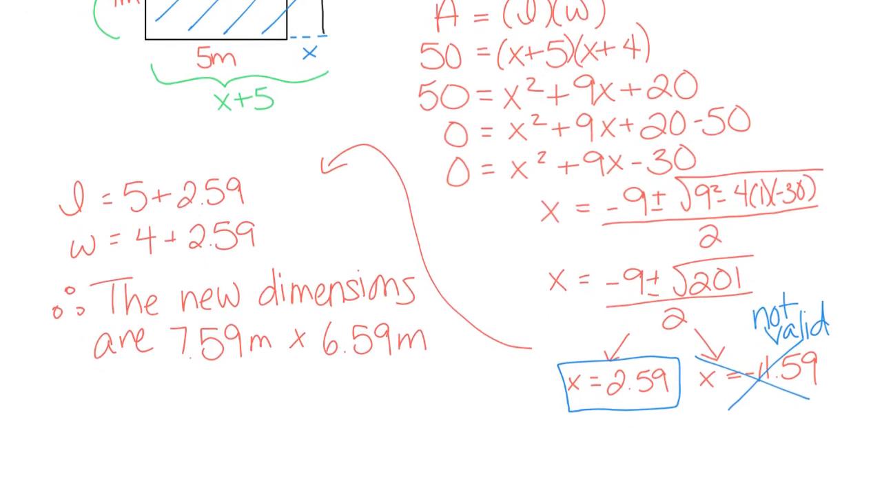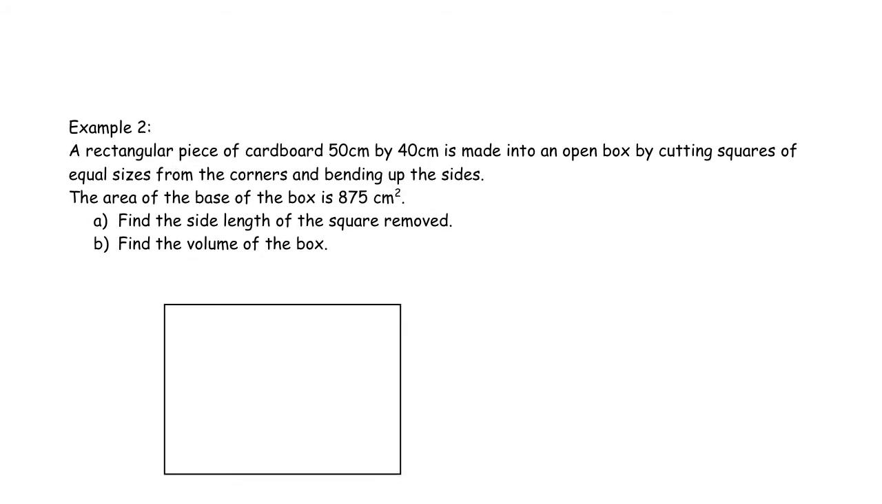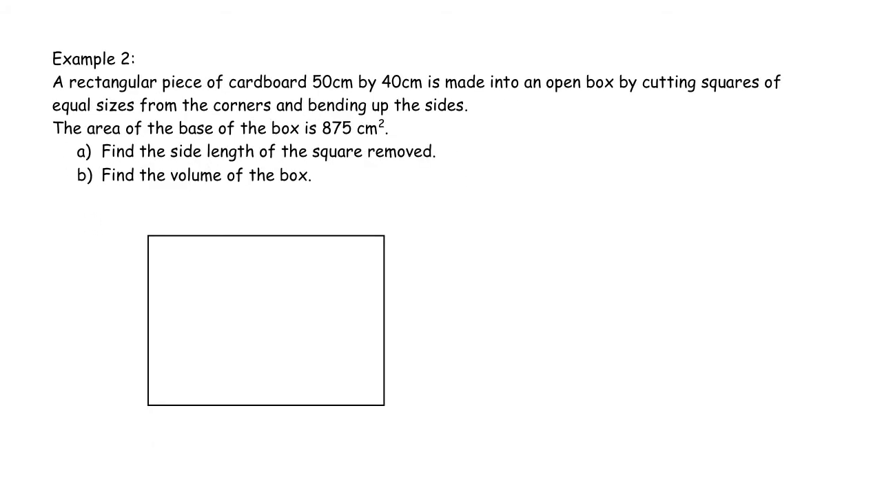All right, so let's take a look at another type of question. You might want to pause the video and read the question here. We have a rectangular piece of cardboard, so this is flat, and we're actually going to make it into an open box by cutting squares of equal sides from the corners and bending up the sides. So usually if I were in class, I would take a piece of paper, cut out the corners, bend it up, and show you what that looks like. But here we are at home.